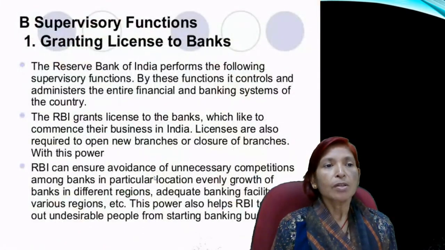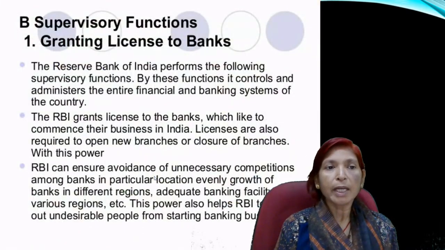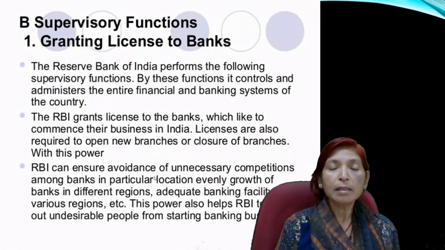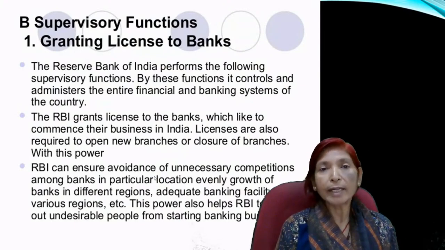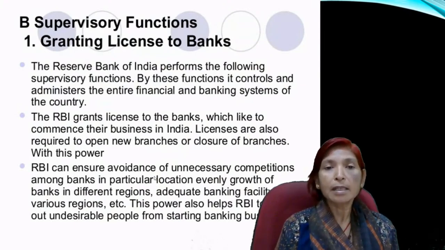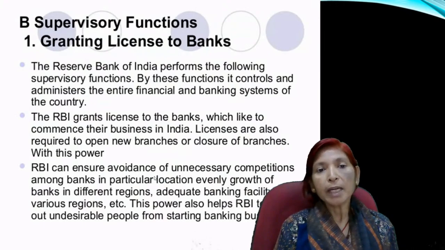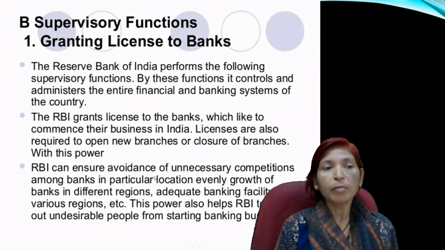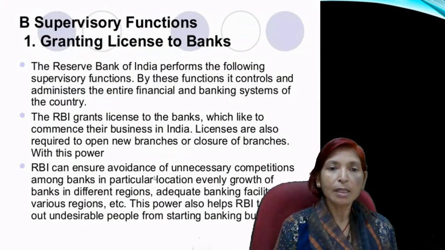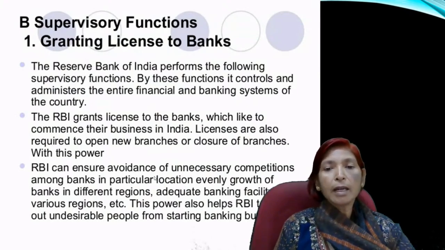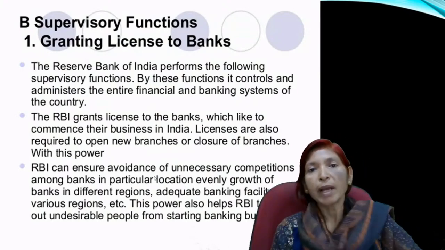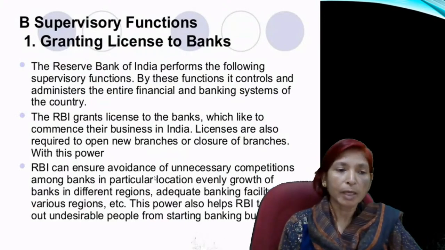Next is the supervisory function. RBI can grant licenses to banks. RBI can cancel the license of any bank. The Reserve Bank of India performs the following supervisory functions. By these functions, it controls and administers the entire financial and banking system of the economy.